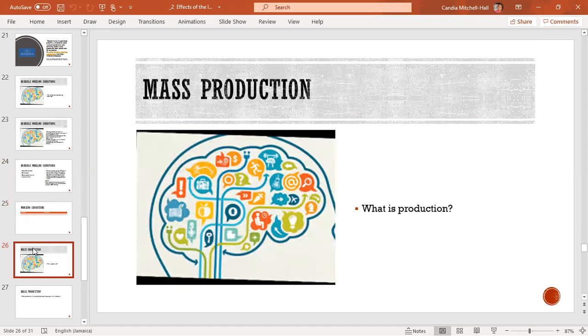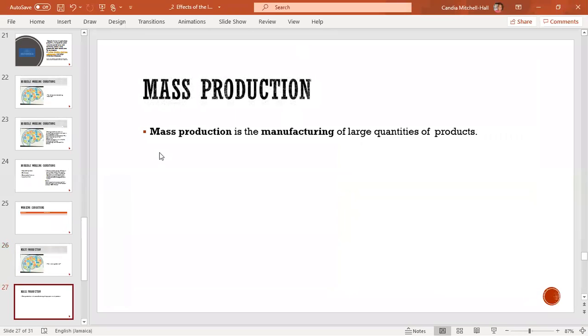Another effect is mass production. What do we mean by mass production? Sir, a lot of goods were made for the market. Very good. Mass production is the manufacturing of large quantities of goods. What were some of the goods that were made? The main product? Clothing. Textiles were one of the main ones. What were the others that were made?